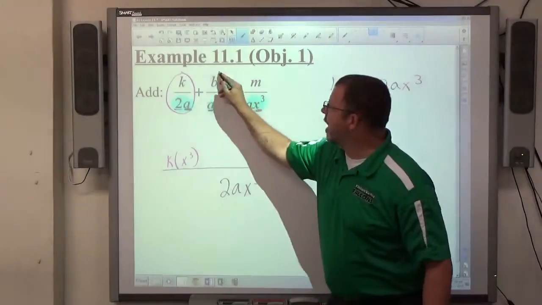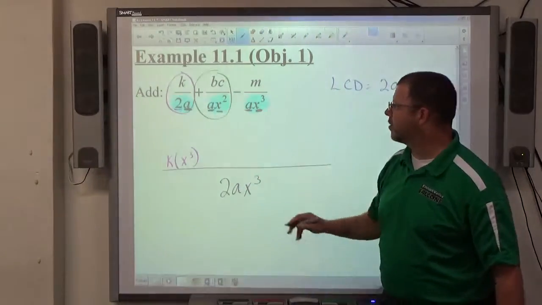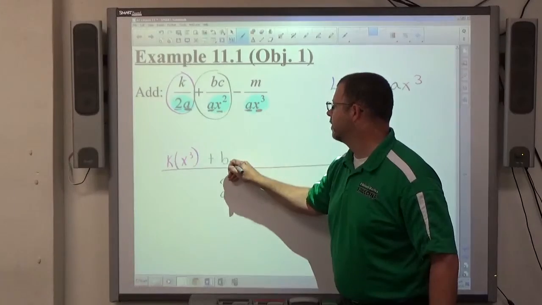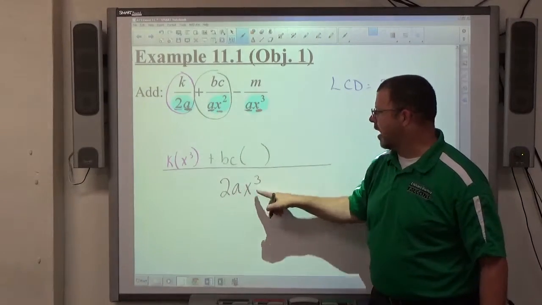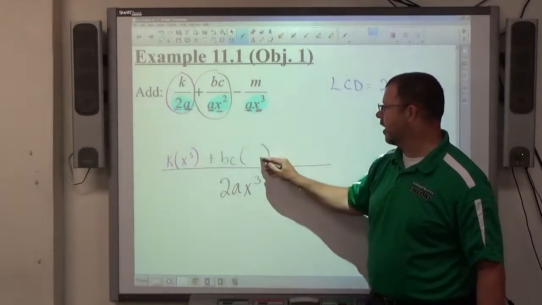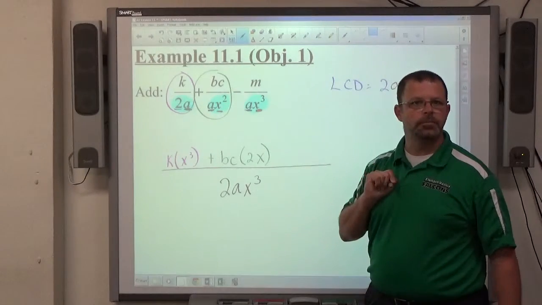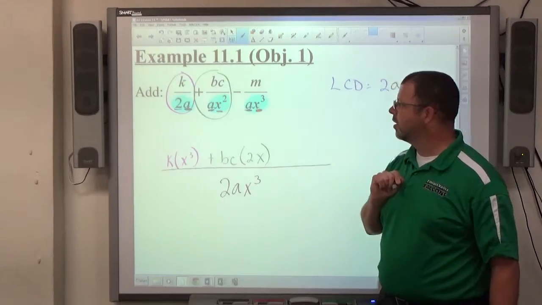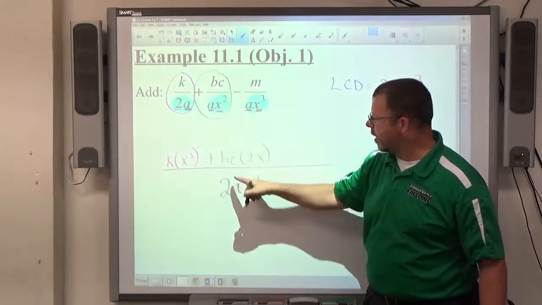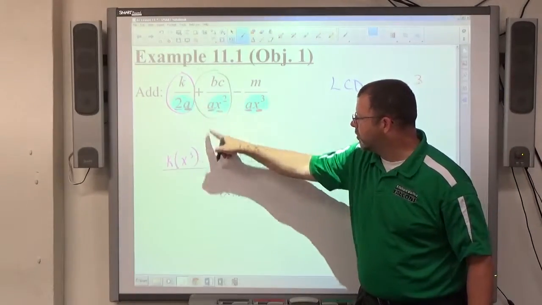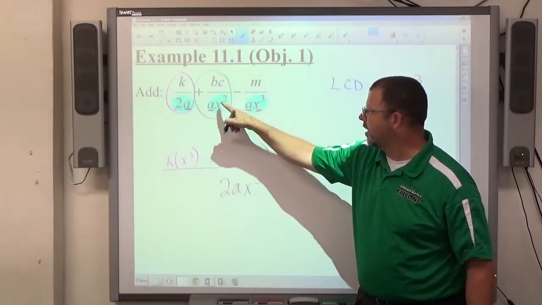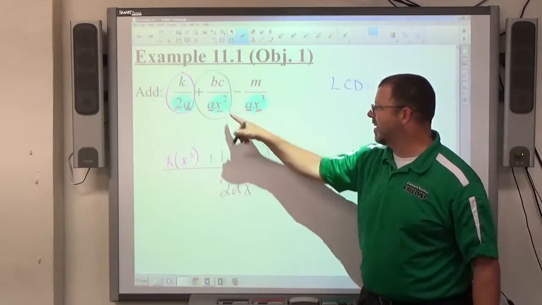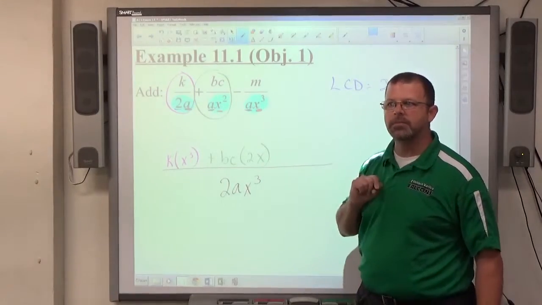The second fraction, bc over ax squared. So it's still plus bc. It was ax squared, now it's 2ax cubed. What's new? X and 2. So bc times 2x. Again, what it was compared to what it is, what's new? 2 is missing, 2 is new, 2 goes in. A is still there, doesn't change. X squared became x cubed. That's x times bigger, so times x.